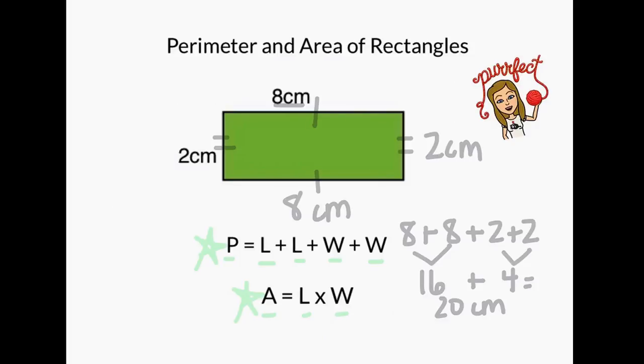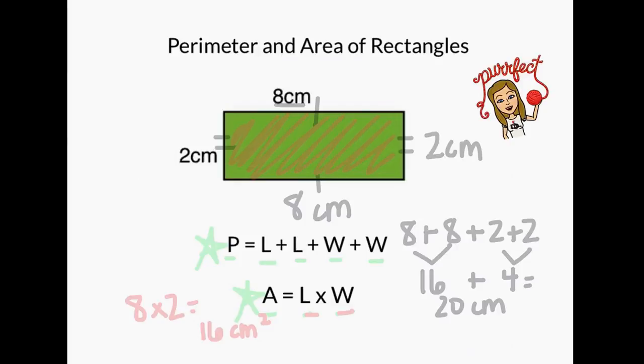Area time. Remember, I'm finding how many square units are inside of this figure by doing length times width. So I take 8 times 2, and that will equal 16 centimeters squared. Remember, we found the square units inside of the figure, so we have to label it 16 centimeters squared because I multiplied the 2 dimensions, length times width.